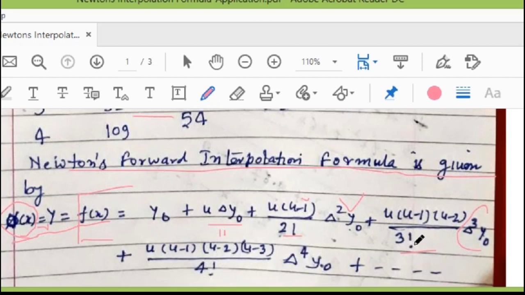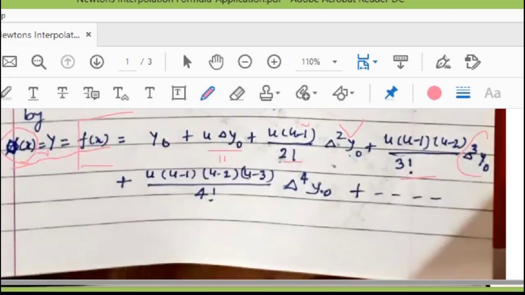Sometimes theory is not asked, how to develop Newton's difference interpolation formula. It is not necessary that this is asked in your examination. Sometimes the numerical is asked directly without proving the formula. So you must remember this formula. Keep in mind, commit it to your memory. Okay, let us go ahead. This is the formula given.